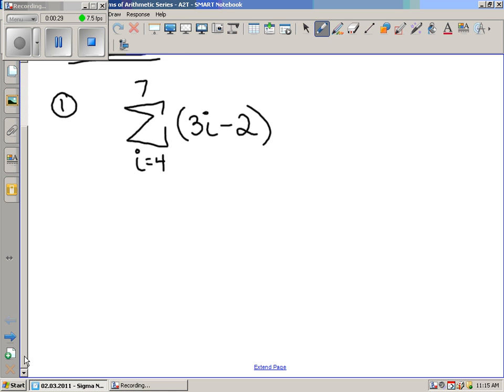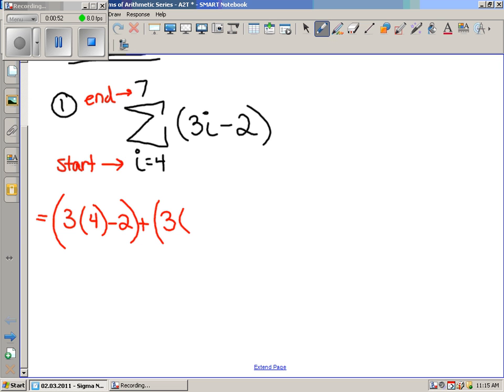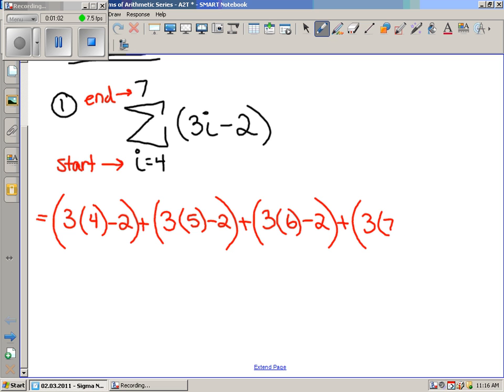So here's what you do. You start here, and you plug i in, and then you eventually end here with this number right there. And what do I mean? I'll show you. Take a look. It's going to be 3 times 4 minus 2, plus 3 times, and you always use whole numbers, 5 minus 2, plus 3 times 6 minus 2, plus 3 times 7 minus 2. Yep, and that's where you stop.